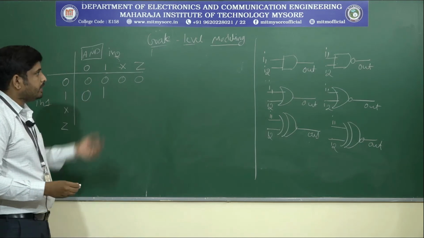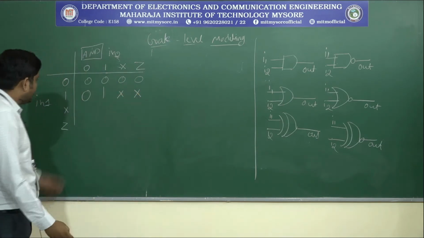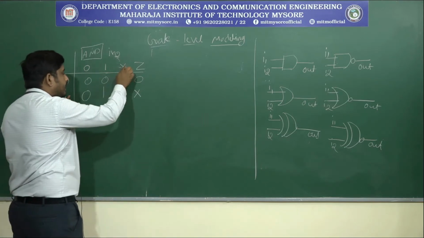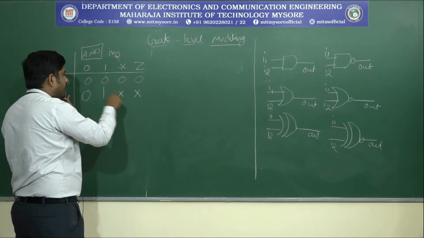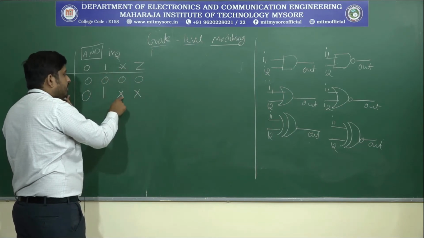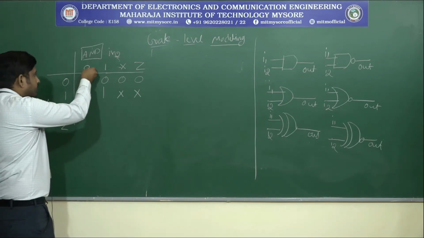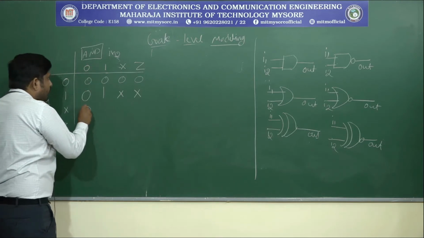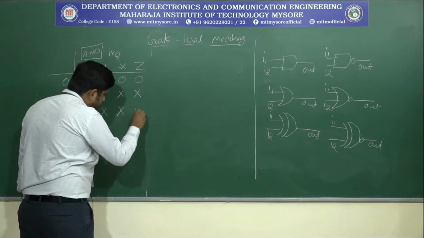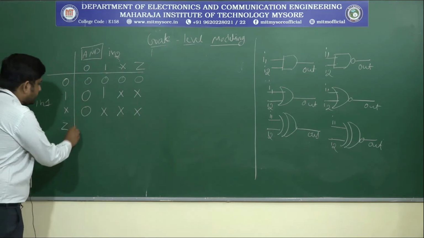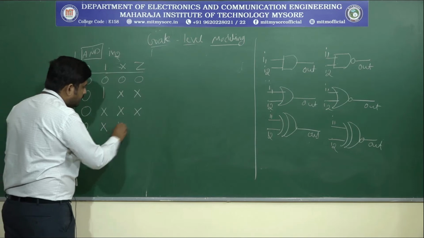Next one is 1 and X, then what is the value of the output? It is X, and 1 and Z is also X. Here the value of X is either 0 or 1. If X is 0, then 1 and 0 is 0, and if X is 1, then 1 and 1 is 1, so the value is X. That is the representation for 1. Then next we consider X. We know that if any one of the input is 0, the output is 0 only. Then X and 1 is X, X and X is X, and X and Z is X only. Next we represent the last one, Z. If any one of the input is 0, obviously it's 0, otherwise it's an X value.